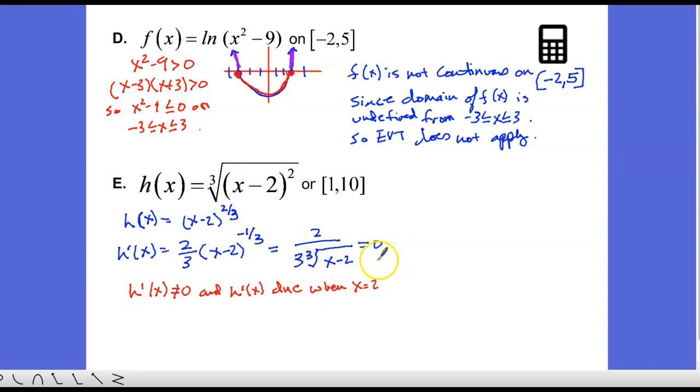So we've got critical points, though. And so what are they? Well, the endpoints, 1 and 10, and also where the function is undefined at x equals 2. So we have 3 values we're going to check for our candidates test.